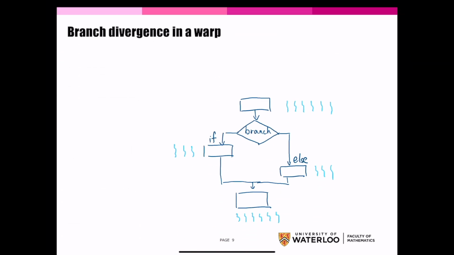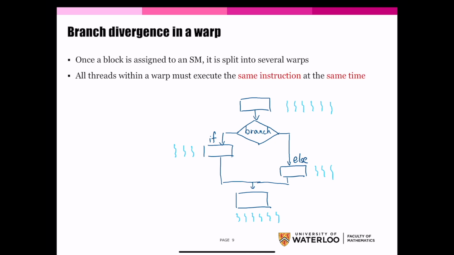In terms of branch divergence in a warp, once a block is assigned to a streaming multiprocessor, it is split into several warps. All threads within the warp must execute the same instruction at the same time. Now we have a problem. If and else branches cannot be executed concurrently. Here is an example.